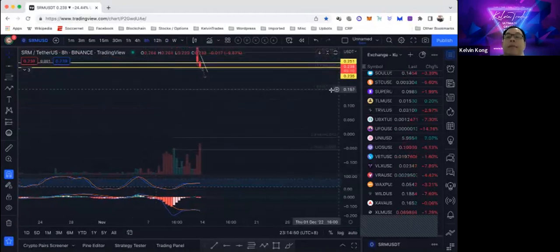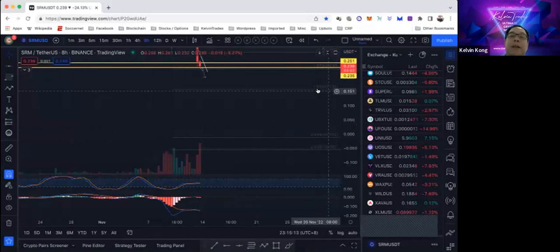First level over here. 0.157, that would be my TP1. TP2 will be around $1. Sorry, 10 cents. Then followed by that, it's zero already, so no need to follow.